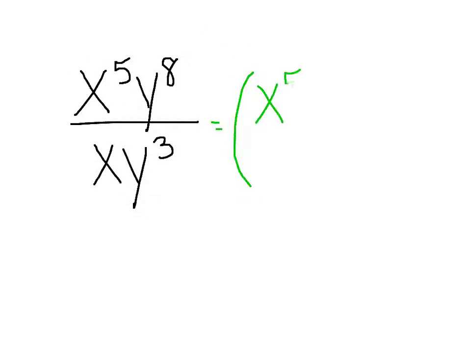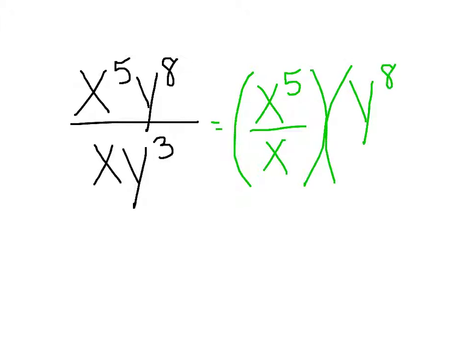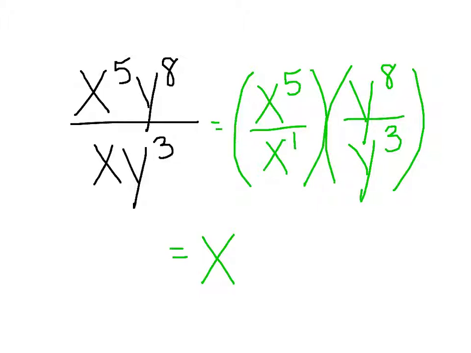I'm going to take x to the fifth divided by x, and I'm going to take y to the eighth divided by y cubed. Well, I have the same base here and the same base here, so I can keep the base and subtract the exponents. If there's no number there, the number 1 is implied, so 5 minus 1 is 4. For the y's, I'm going to keep the base, subtract the exponents. 8 minus 3 is 5. And so my final answer is x to the fourth times y to the fifth.